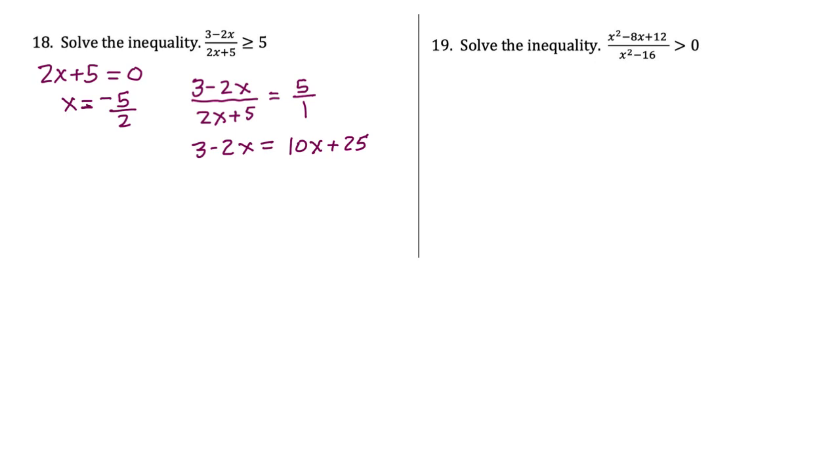Okay, and then that's where we move everything over. Let's see, I'm going to move over the 2x. So if I do that, that's going to give me 12x. And then over on this other side, if I move over 25, that's going to be negative 22. Divide by 12. So x is going to be negative 11 over 6.